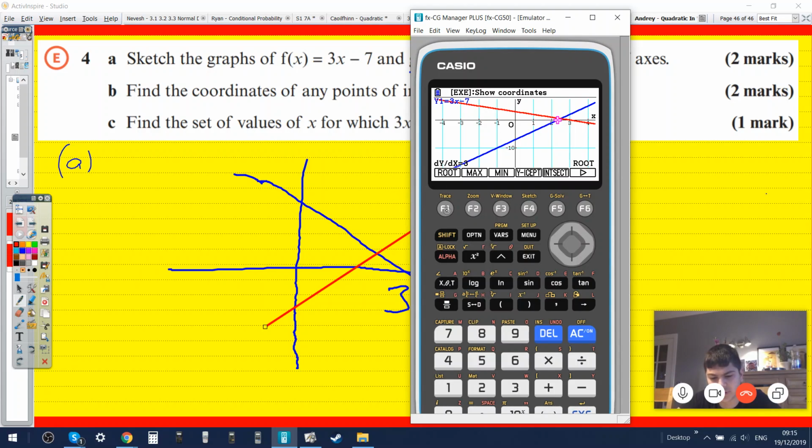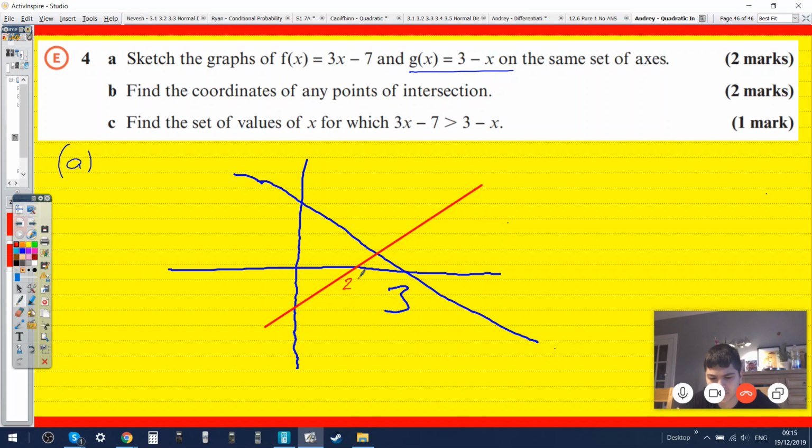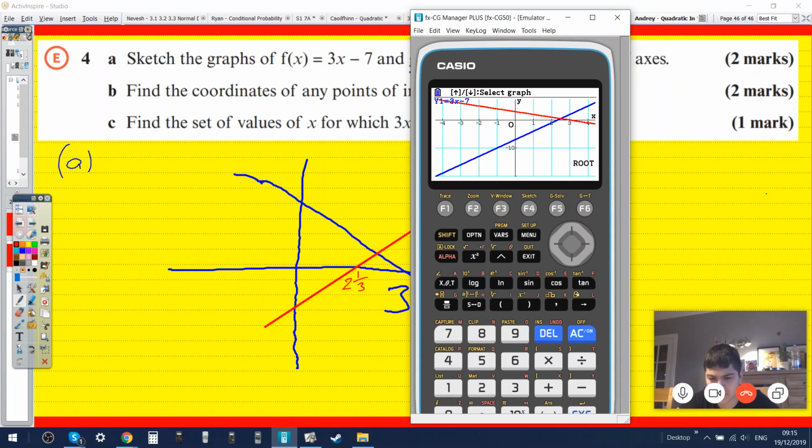All that happened here is it started changing the color of the line. That line is selected, so you'd press execute. Yeah, pressed it. And does it say down the bottom left 2.333? No. Did it say 3? No. Did you press execute? Yeah. Go ahead, show me on your calculator.